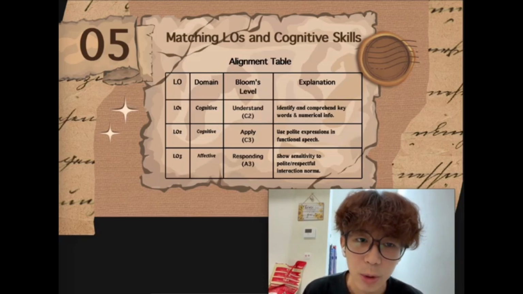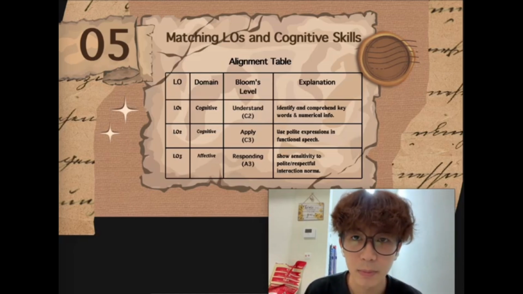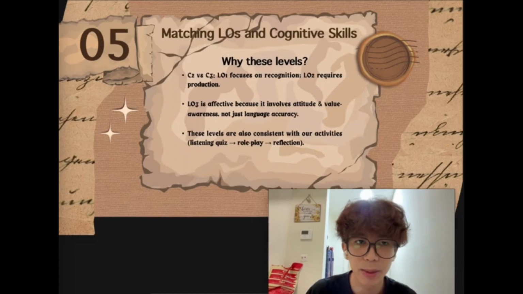So each level was chosen based on what the students are expected to do, whether they are recognizing, using, or reflecting. These levels are C2, C3, and A3. RO1 is about recognizing words and numbers in a service conversation, so it fits the understanding level. Students don't need to produce anything yet.